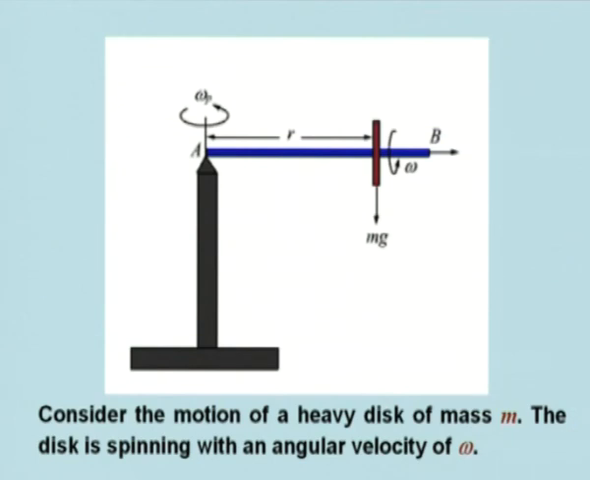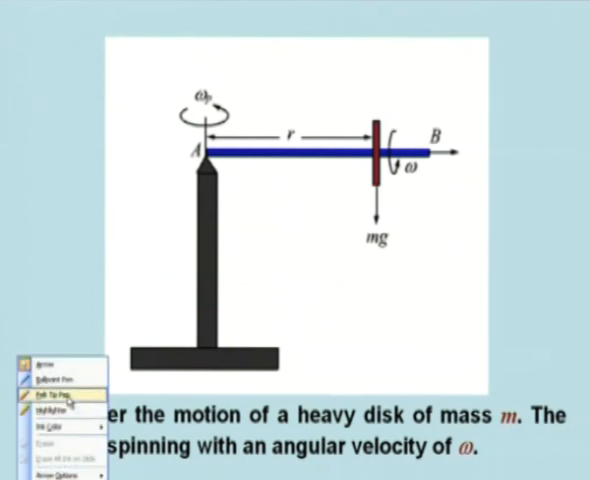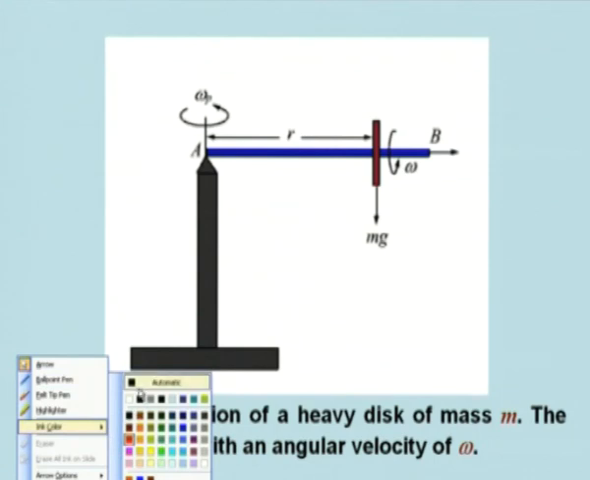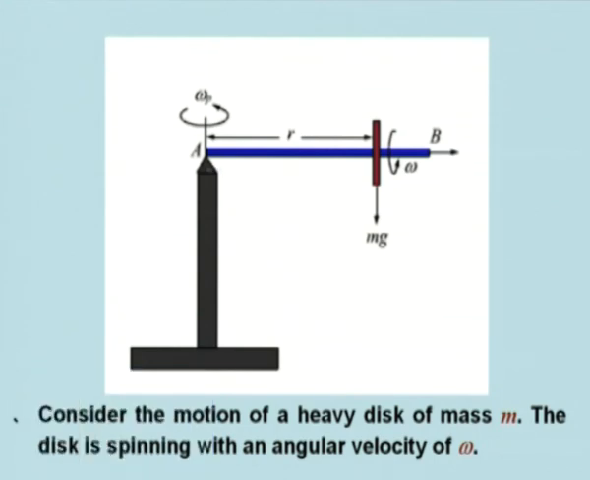Now if you put a pin joint here, that means this link is supported by a pin joint, you may think that because this is a heavy disk, naturally it should fall, but you will see the surprising thing that it will not fall and the motion will continue. How does it happen? This is basically called the gyroscopic effect. What is the reason for this?